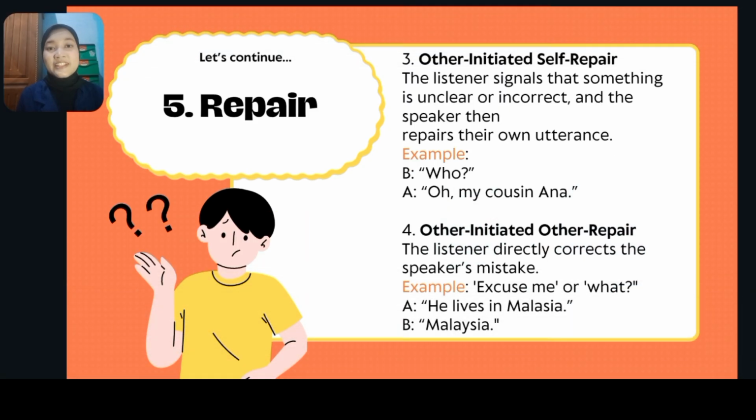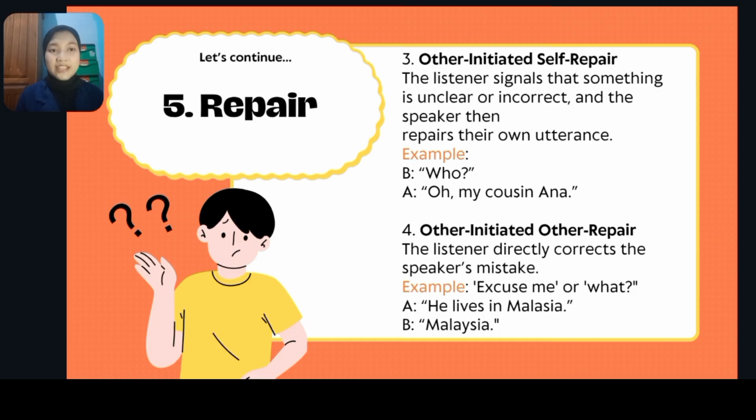And then the third is other-initiated self-repair. The listener signals that something is unclear or incorrect, and the speaker then repairs their own utterance. For example, the listener says "Who?" and the speaker then repairs their own utterance by saying, "Oh, my cousin Anna."